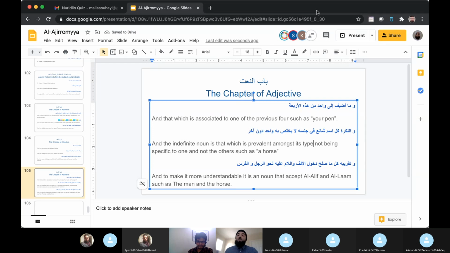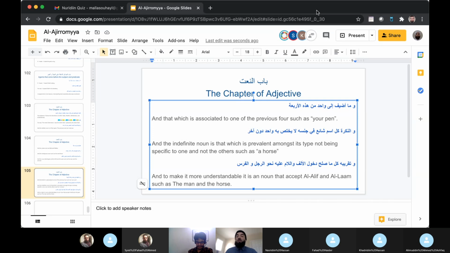Okay, all right. We'll leave the exact translation for another day, but here what the author says is an indefinite noun is that which is prevalent amongst its type, not being specific to one and not the others, such as a horse. For example, if I say a horse, it can be used for any horse, right? It encompasses any horse.